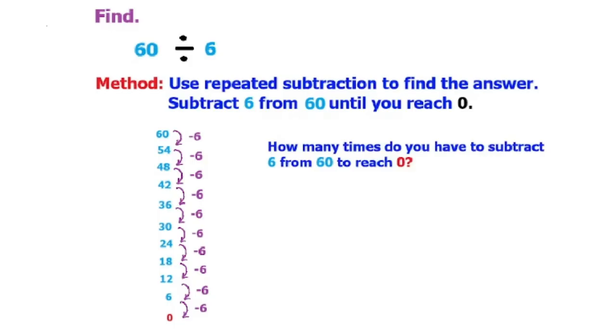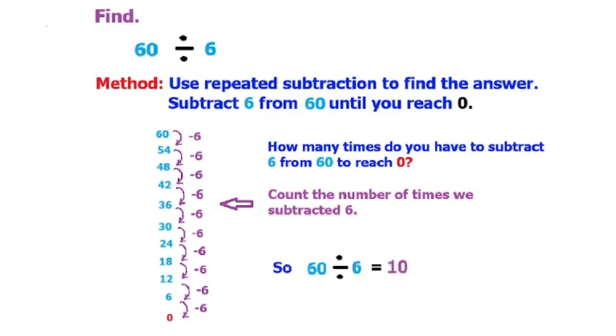So how many times do you have to subtract 6 from 60 to reach 0? So you just count the number that you have here. So there's 1, 2, 3, 4, 5, 6, 7, 8, 9, 10. So 10 times. It took us 10 subtractions.